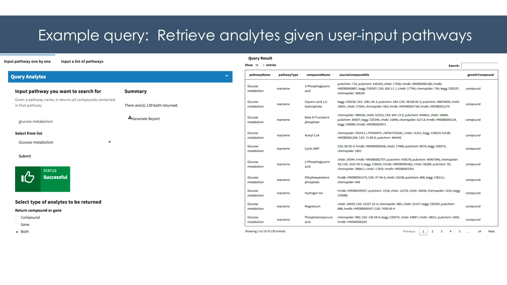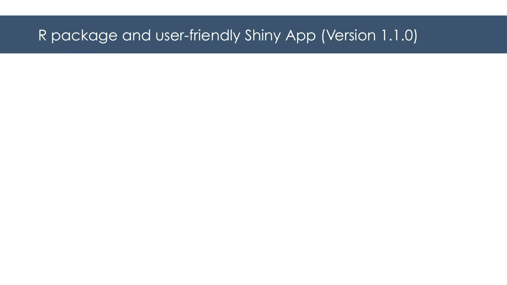And so if you go down, you'll see all the analytes that you're interested in. So we're interested in both genes and metabolites. And so you get this table here that gives you a list, and this is the top 10 values of the analytes present in glucose metabolism. And one more thing is you don't have to just input one pathway. You can also input a list of pathways. And so this allows for batch queries as well.